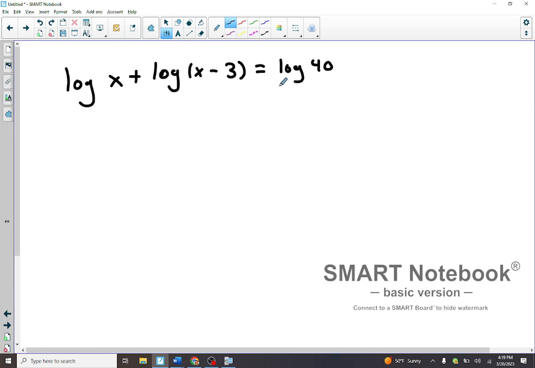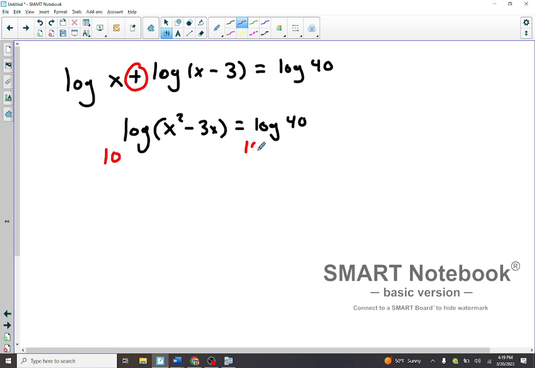All right, in this one, because it's a plus sign, I can't cancel out the logs like I did in the previous questions until I condense them. So I'm forced to condense them first. So it'll be x squared minus 3x inside that log equals log 40. At that point, I could raise both bases by 10, aka cross them out.